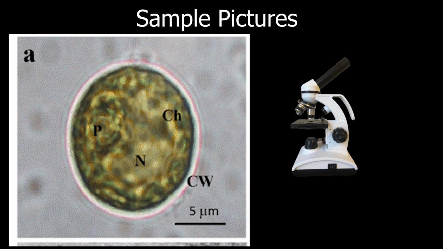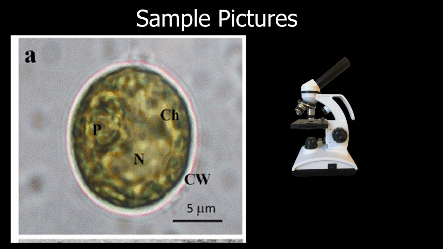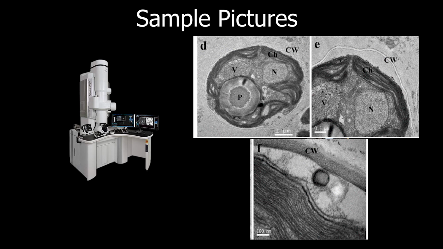Proceeding to the pictures, we have the first set as follows. These pictures are microscopic presentations of the vegetative cells of Symbiochlorus hainanensis, a unicellular algae. On the left, we can see the pyrenoid P, nucleus N, chloroplast CH, and cell wall CW of an algae cell, as seen under a light microscope. On the right, we can see the aforementioned organelles with the addition of the vacuole V, as seen under the TEM.